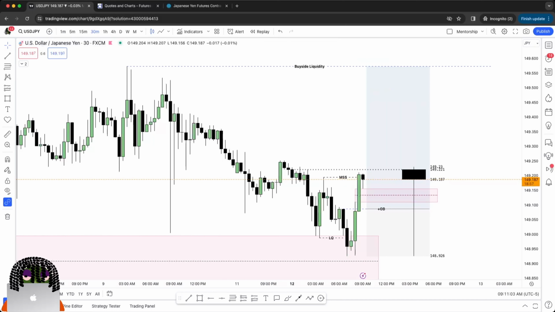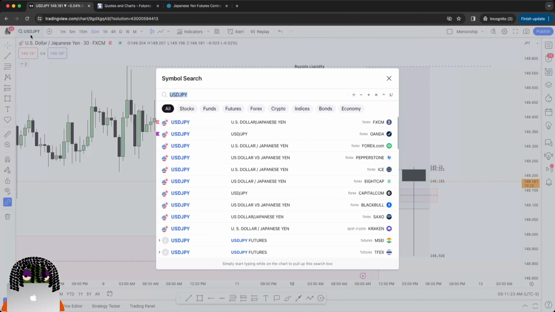Let me see. I'm trying to see if anything else looks like it could be a potential setup. I'm checking on my other screen, so you're probably not able to see it. Euro looks like it could potentially do something. Let me just go to Euro so you guys see what I'm looking at.